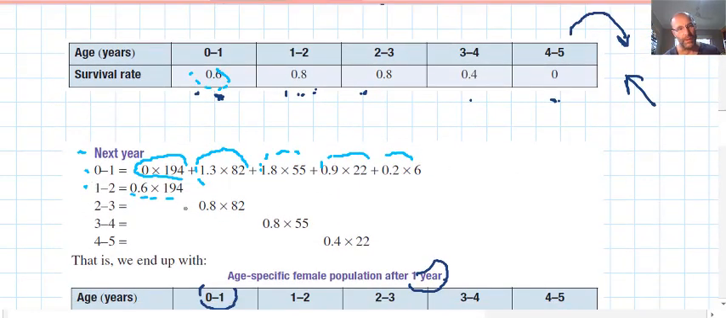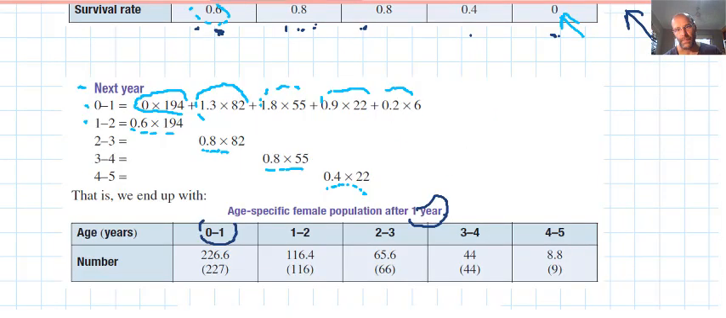And then the survivors from the group above, and the survivors from the group above that. Notice how it stops there and it doesn't consider this 4 to 5 year old group, because they have a survival rate of 0, so there'd be no contribution. So we don't bother even calculating that one. And we get those a year later.